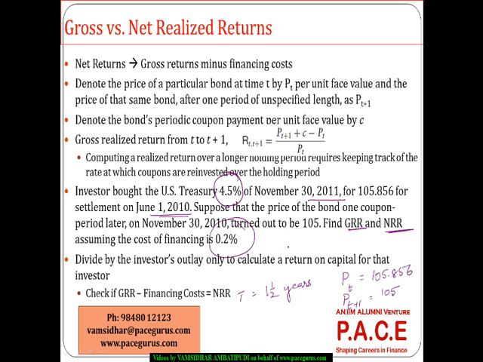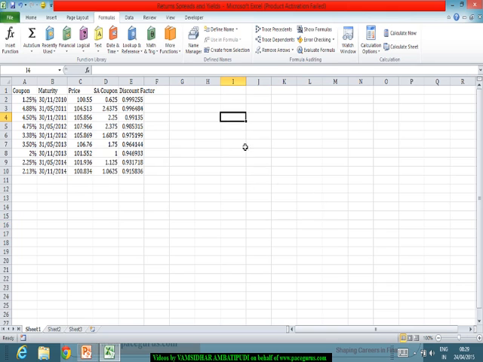Now the coupon that would be paid is 2.25% of the face value, which is 100. So 2.25 will be the coupon that would be paid during the period. So let's look at these numbers.